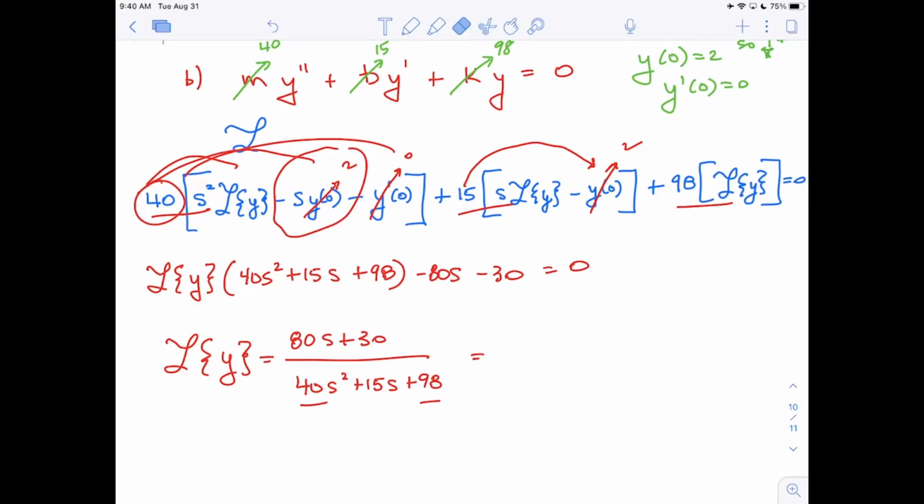Well, what I mean is, is this going to have zeros? Because it looks like if you do 15 squared minus 160 times 98, I feel like that might be complex. That's exactly right, and that's exactly why I want to graph this, to see where it crosses the axis. Because then you could factor out that 40 and then complete the square and see if it's like a sine or a cosine.